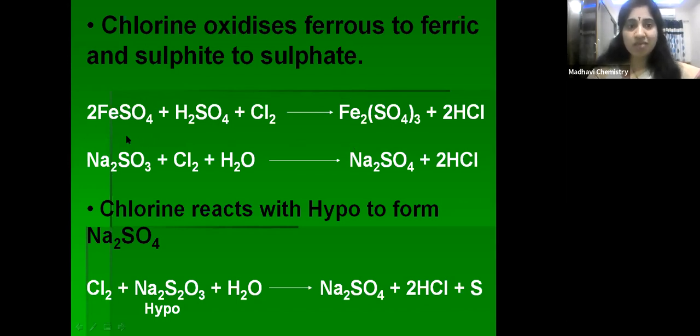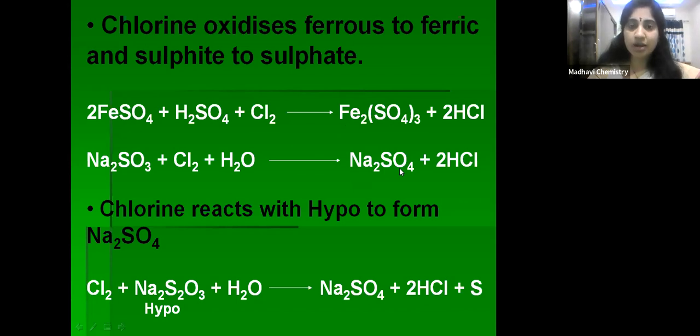So in sodium sulfide, what is the oxidation state? Plus 4 is the oxidation state. In sodium sulfate, what is the oxidation state of sulfur? Plus 6 is the sulfur oxidation state. Plus 4 to plus 6, so it means an increase in oxidation number. An increase in oxidation number shows oxidation: chlorine oxidizes sodium sulfide to sodium sulfate.